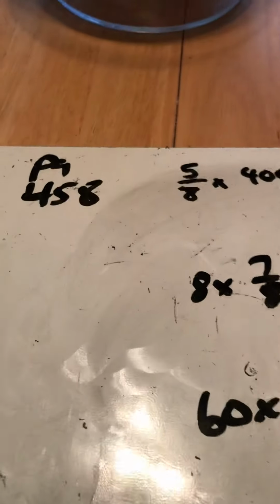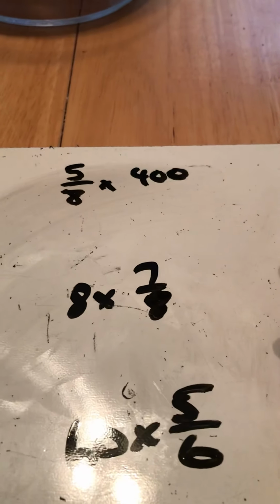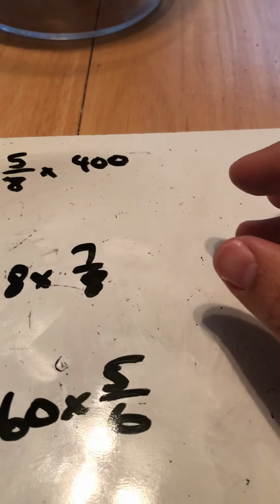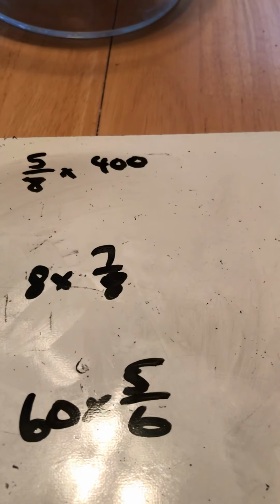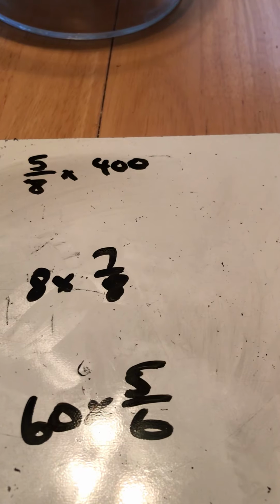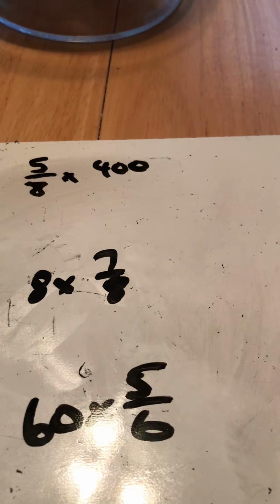Good morning, everybody. I wanted to start with going over page 458, some of the problems on 458. I heard from some of you, and I know that this is something maybe we need a little extra practice with. So let's start with 5/8 times 400. That was the word problem.